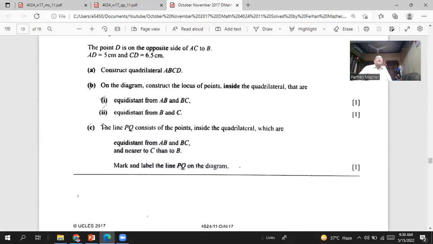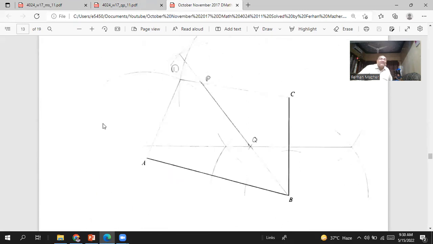Then they say equidistant from B and C. When you remain equidistant from two points, you always draw a perpendicular bisector of the line joining those two points. So for BC, put the compass on B, draw an arc on this side of the line and one on the other side. Then put the compass on C, draw an arc here and an arc here. Where these two arcs intersect, join them with each other. This is the perpendicular bisector of BC.